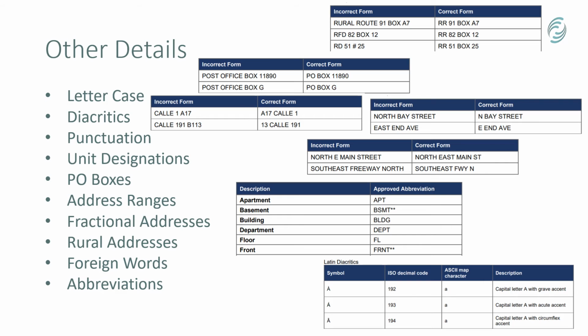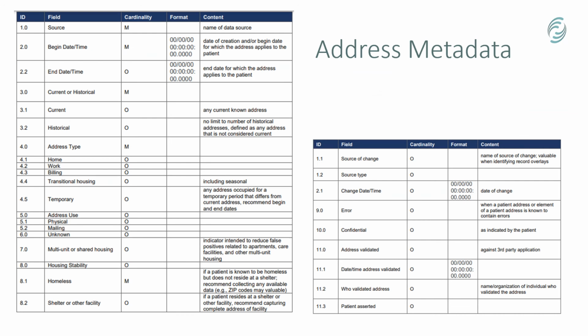In addition to providing guidance on the basic address elements, the initial document also describes many other details associated with capturing, displaying, and using addresses. As well, Project USA is concerned with the metadata about the address. This includes information about the source of the data, the date range the address is in use, address types and uses, and housing stability.